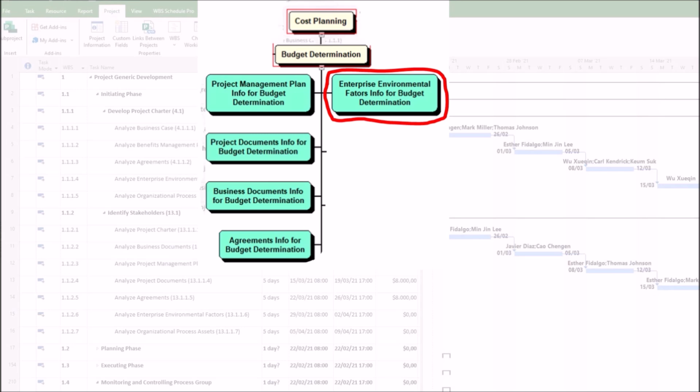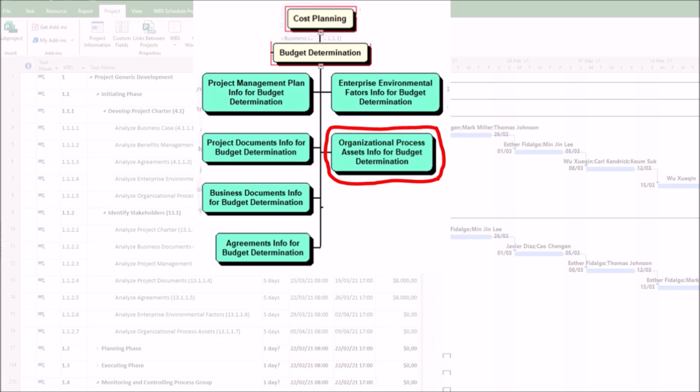As a final message, a poor enterprise environmental factors analysis undermines budget reliability, risking cost overruns, compliance failures, and project viability. Therefore, proactive integration of enterprise environmental factors is essential for realistic, resilient budgets.